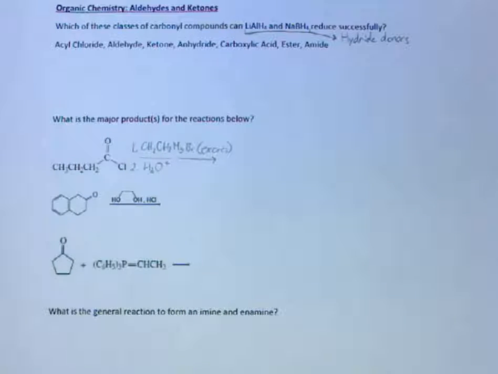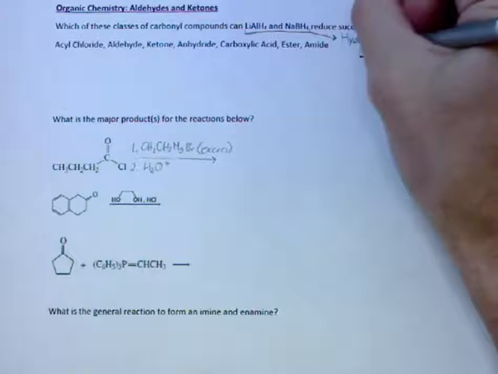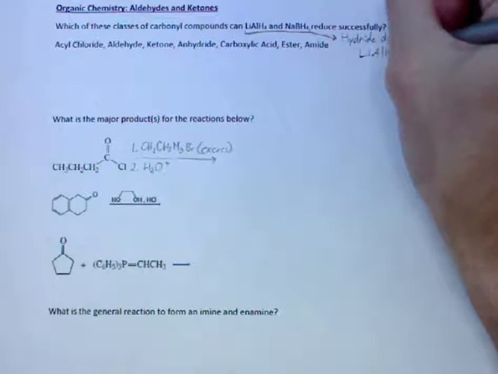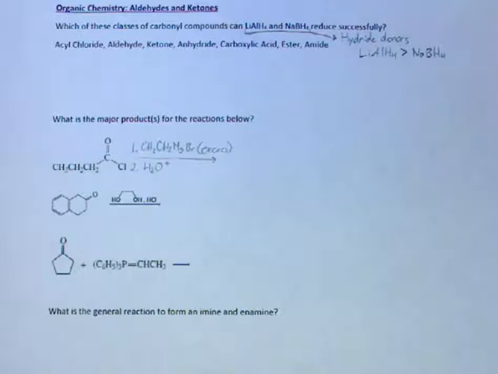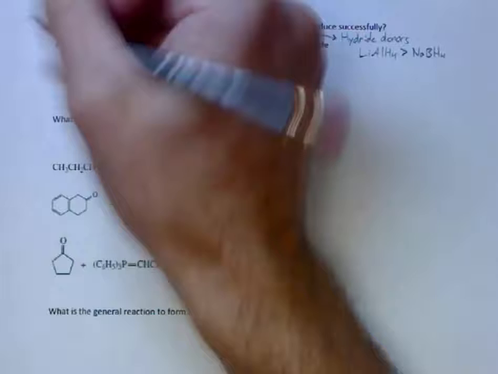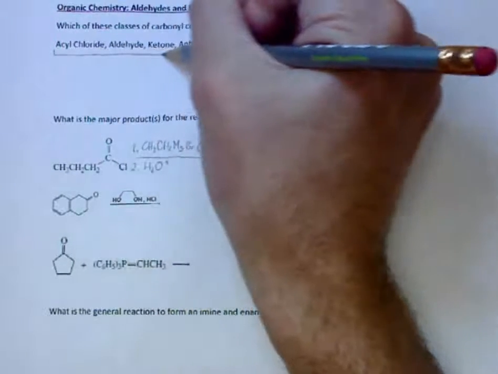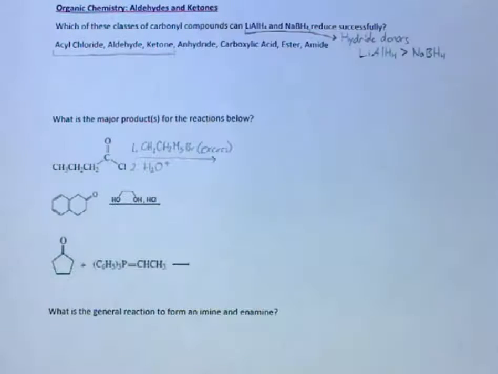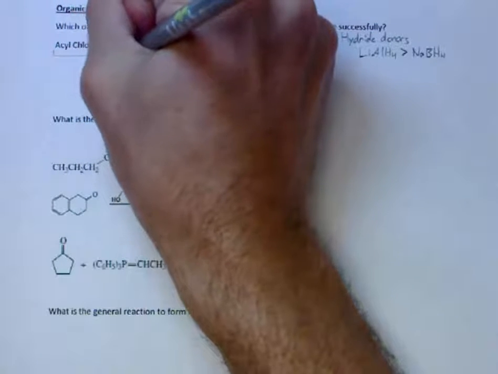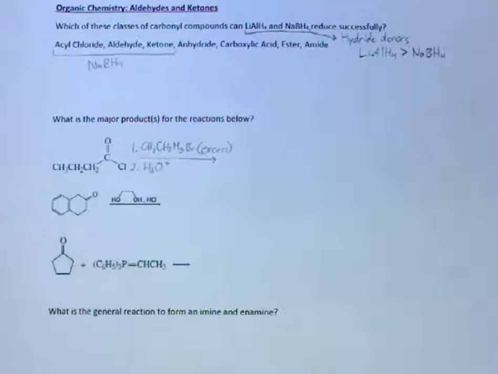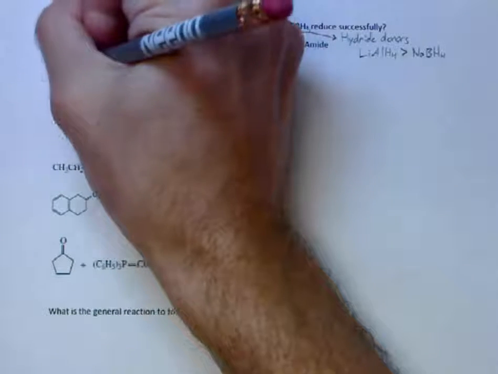When you compare the two, LiAlH4 is going to be stronger than NaBH4. So if we look at our classes of carbonyl compounds, for NaBH4, it will reduce acyl chlorides, aldehydes, and ketones. For LiAlH4, it will reduce everything.